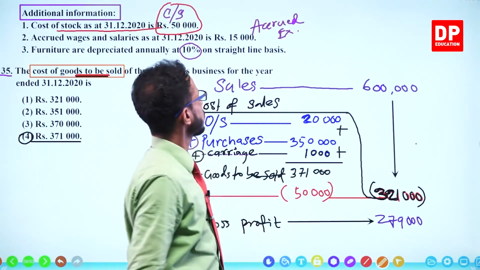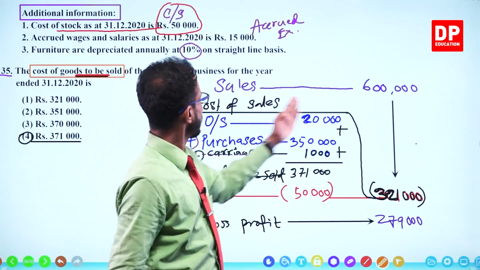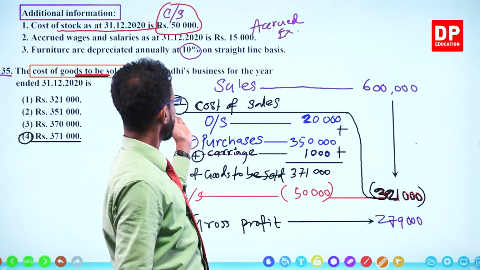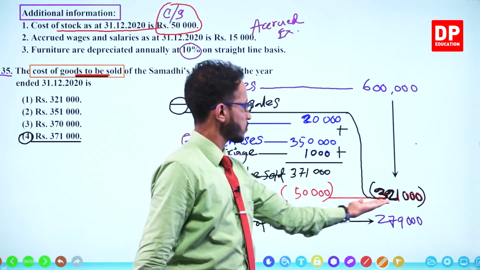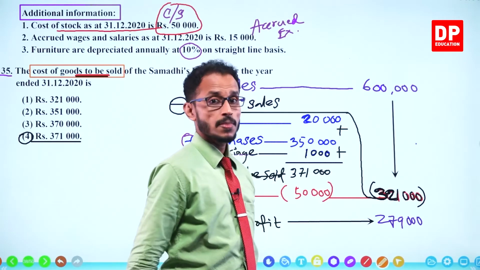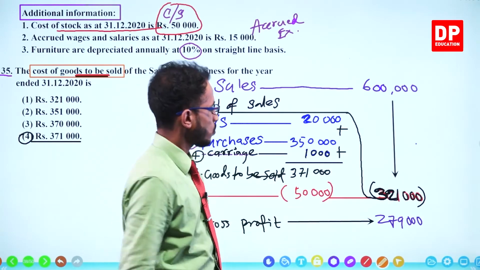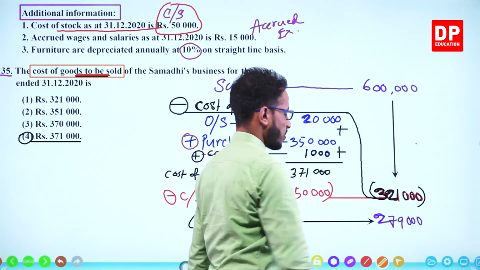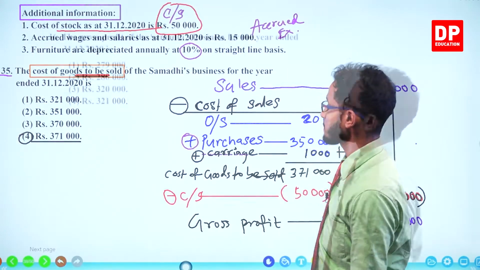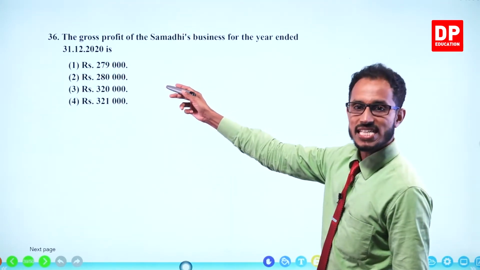Sales minus cost of sales equals gross profit. 279,000. Let's go and see whether we have 279. It's there.